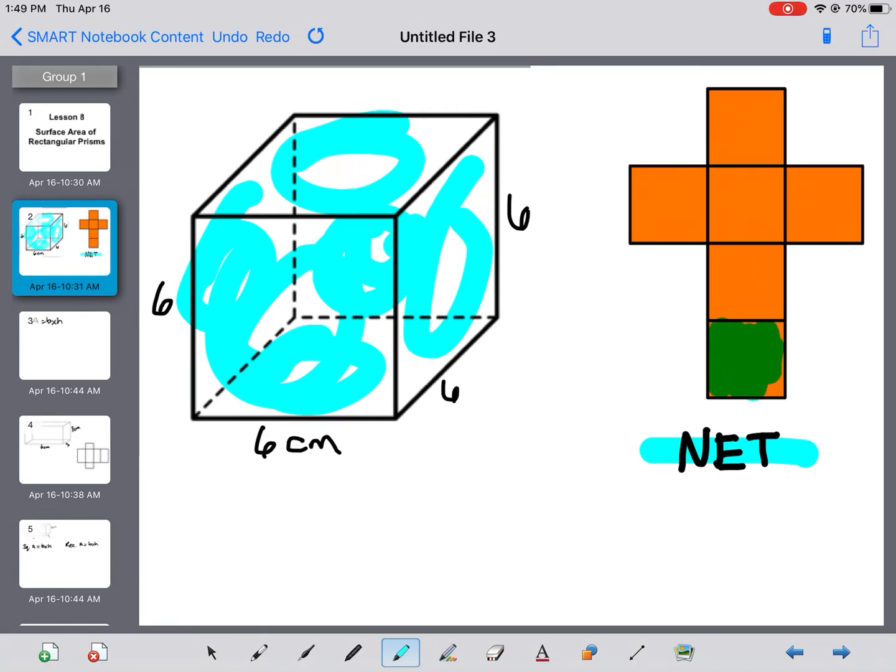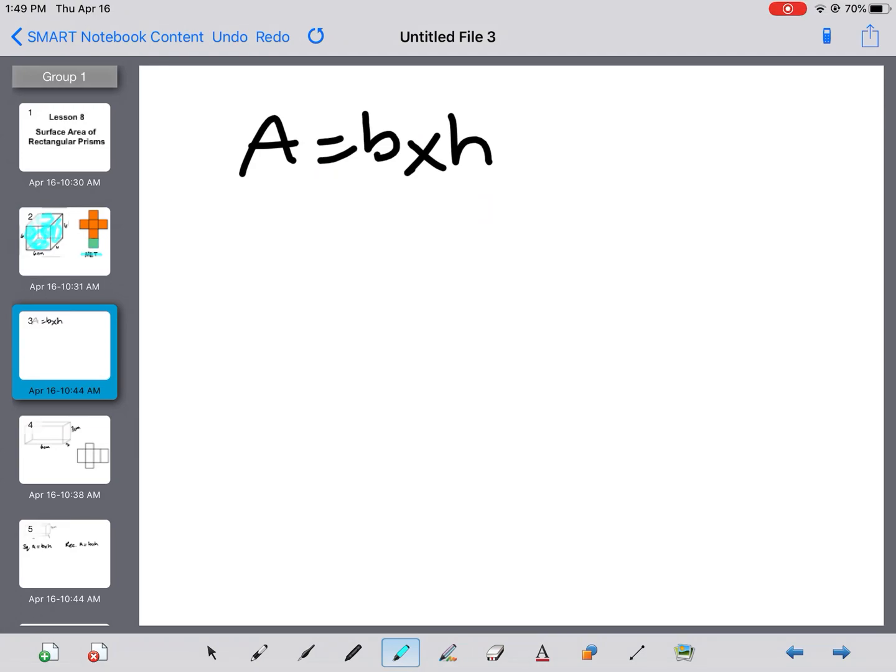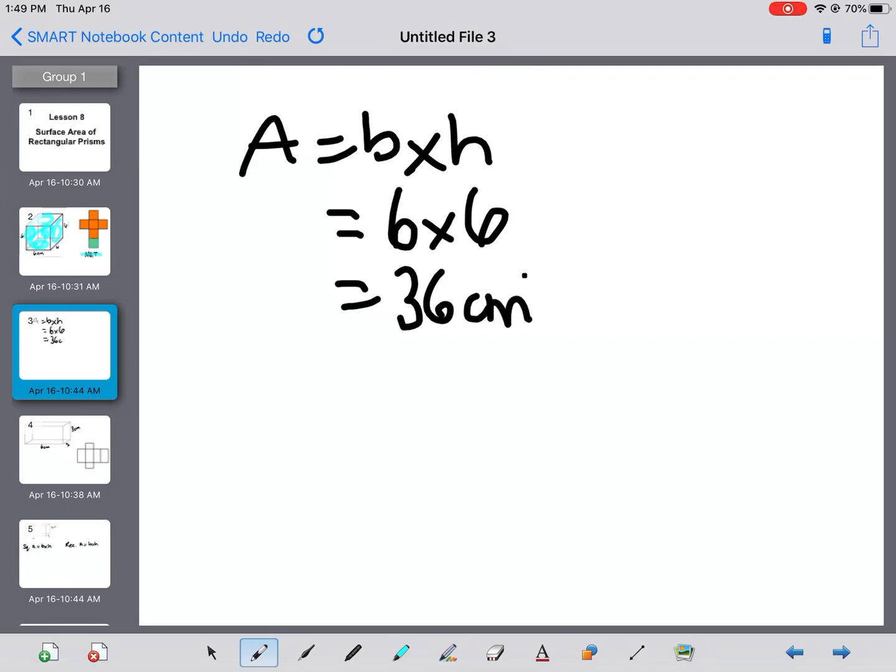So to find the surface area of a cube, it's actually pretty simple. What we're going to do is find the area of one of the square sides, and then because cubes have equal sides, all you have to do is multiply that by 6. So I'll go to a new page to do our work over here. We use our formula, area equals base times height. We do 6 times 6. We get an area of 36 centimeters squared for one side. Okay, that's the area of one side.